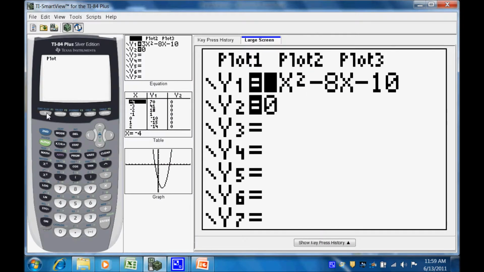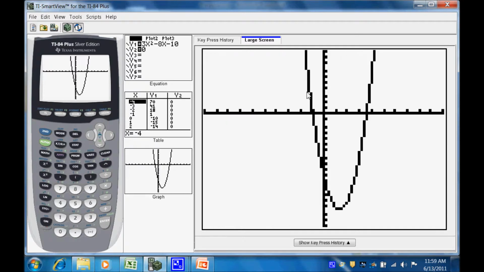Okay, so if we go to my y equals screen, we can see 3x squared minus 8x minus 10. That's one side of the equation, and the other side of the equation was 0. So I graphed both of those. And notice we get a parabola, like a quadratic graph should give us. And then the line y equals 0 we can't see, that's right there. Okay, so I want to figure out where these two expressions are equal, so that'll be where they intersect.